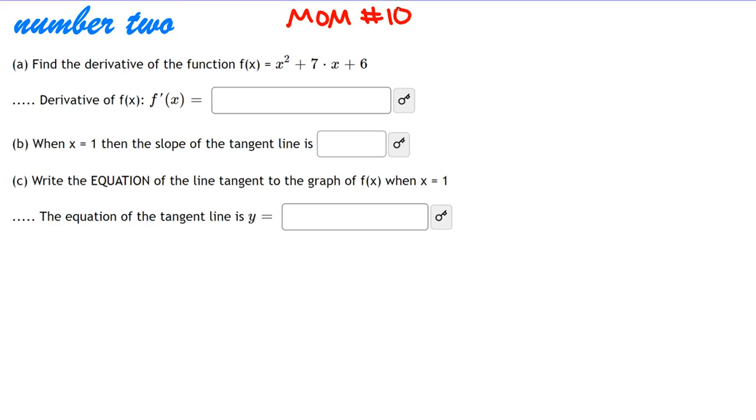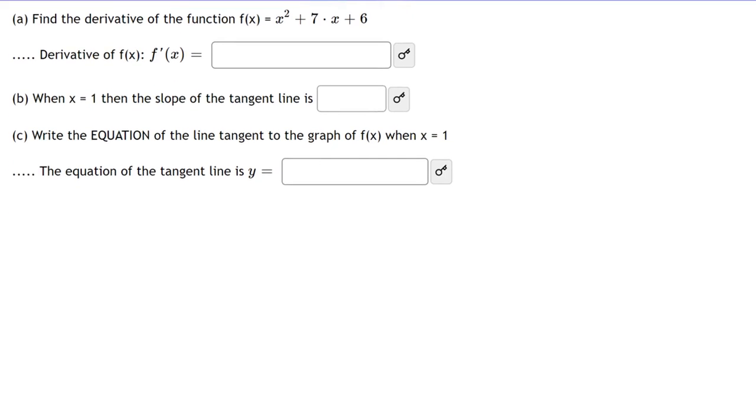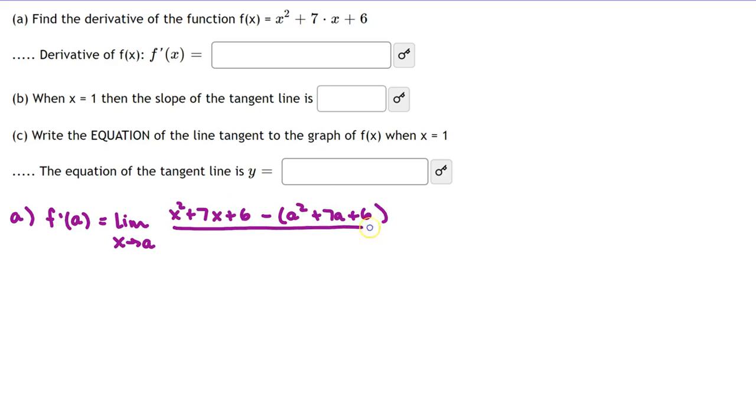Okay, so part A says find the derivative of the function f of x equals x squared plus 7x plus 6. So we're going to go ahead and use those methods that we did on number 1. Now we don't really have to do it twice, you only have to do it once. I just want to show you what it looks like both ways. So we could say that f prime of a is the limit as x approaches a of f of x, the function itself, minus f of a, the function with a plugged in, over x minus a.